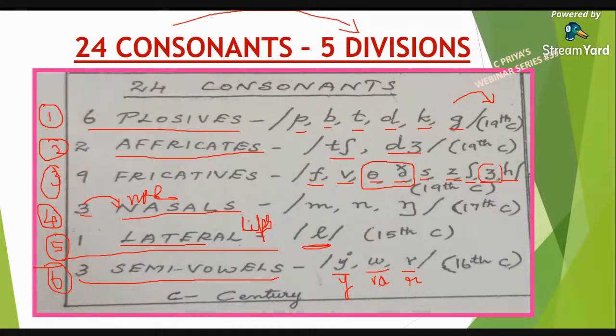This one and this one, so you don't get confused. Nasals, ma, na, and this sound. Lateral, L. Semivowels, J, W, R. The capital C indicates century. Capital C indicates century. You can take a screenshot here.